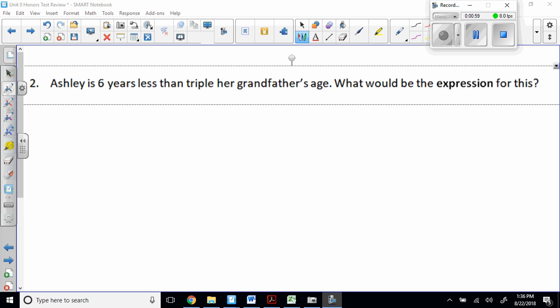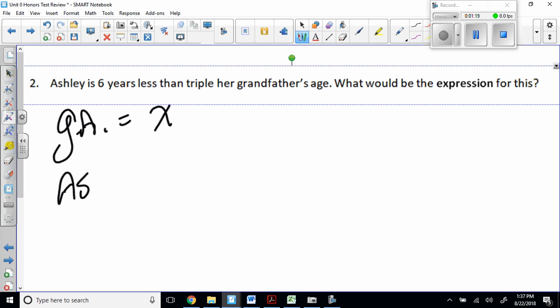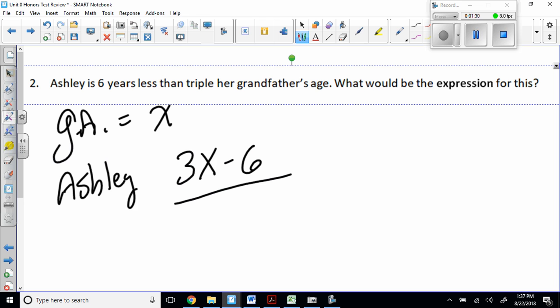Okay, guys. Number 2. Ashley is 6 less than triple her grandfather's age. What would be the expression for this? Well, first off, do we know how old her grandfather is? We don't. So we're going to say Grandpa is X, right? And then we're going to say Ashley is what? Triple is 3, so 3X minus what? Any questions? How we doing? All right. Go gangster on the next one.